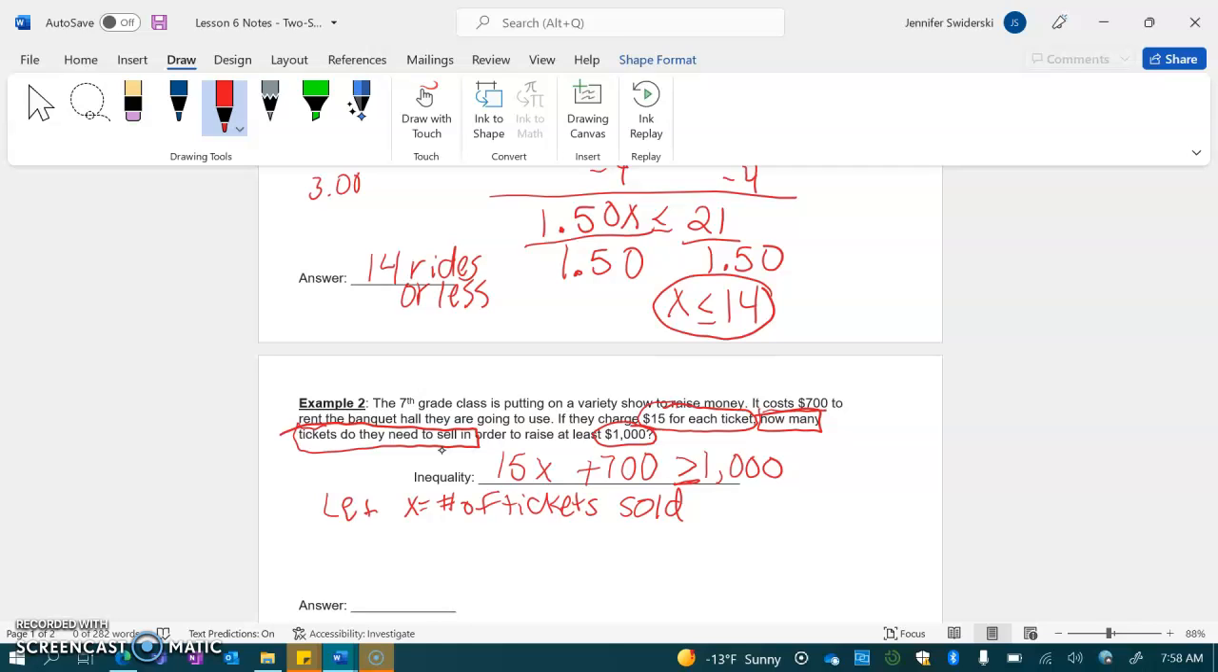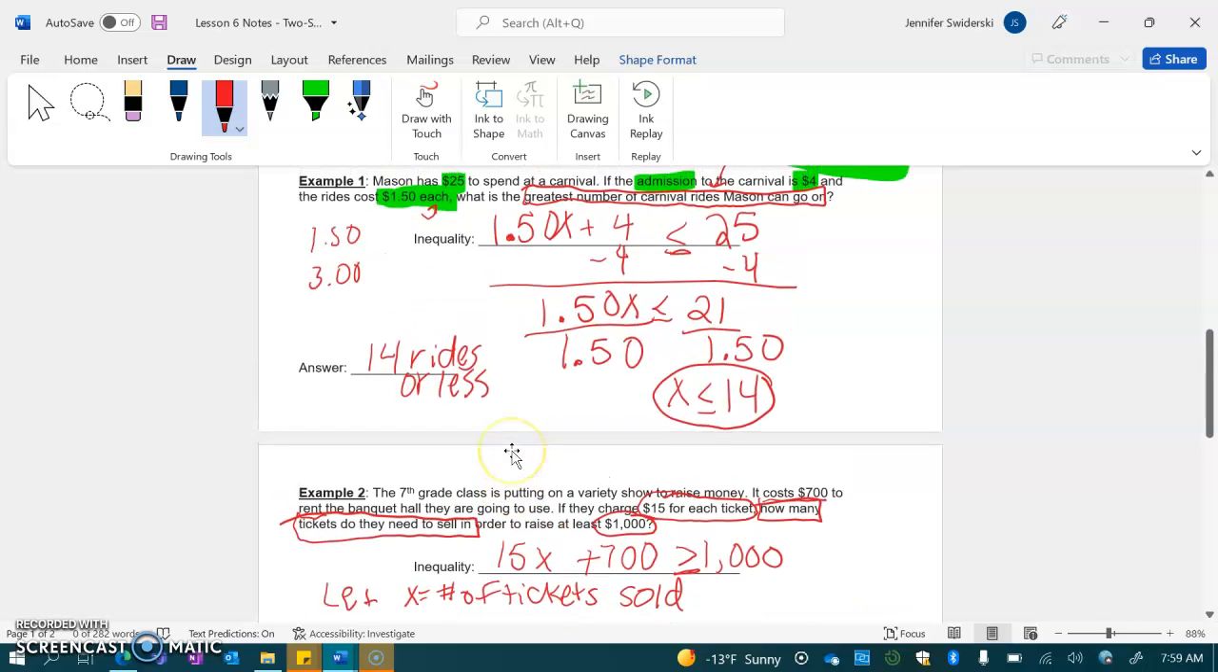To solve, I'm going to subtract 700 on both sides. So I get 15x is greater than or equal to 300. And then we're going to divide both sides by 15. I'm going to get x is greater than or equal to 20. So they need to sell at least 20 tickets to reach their goal.